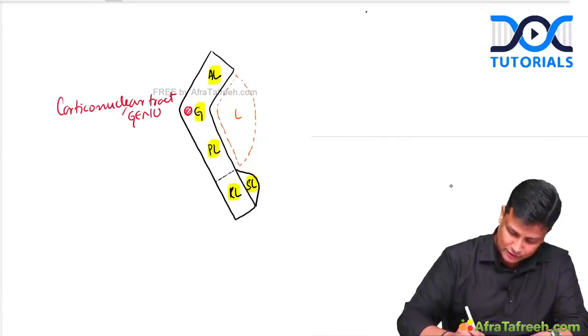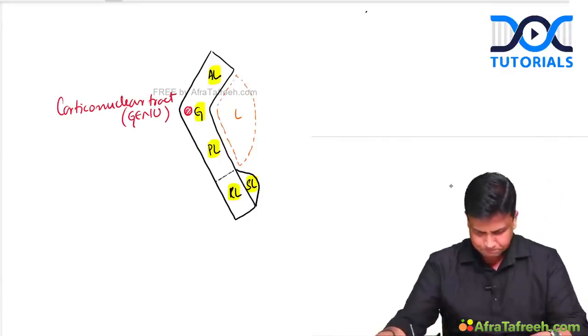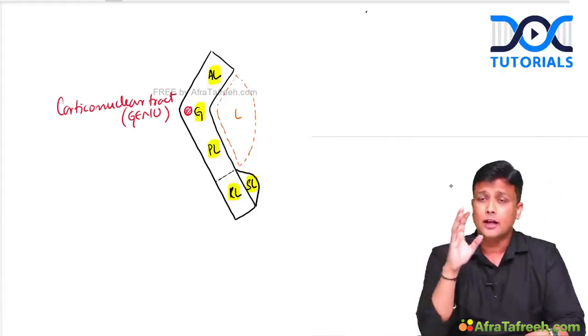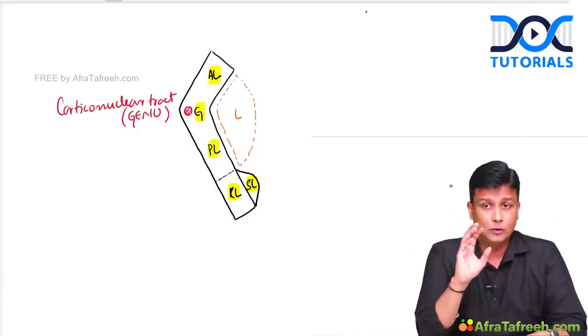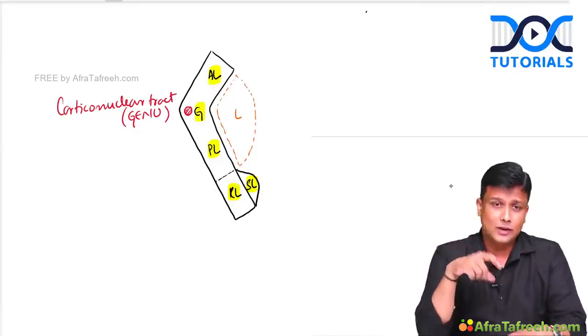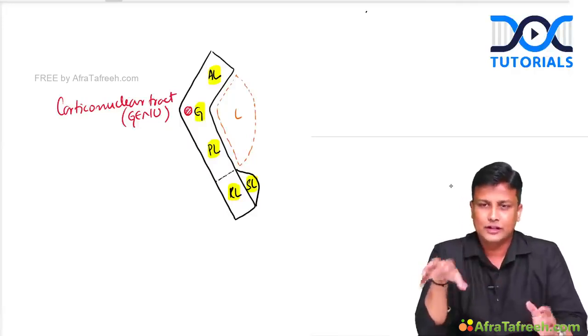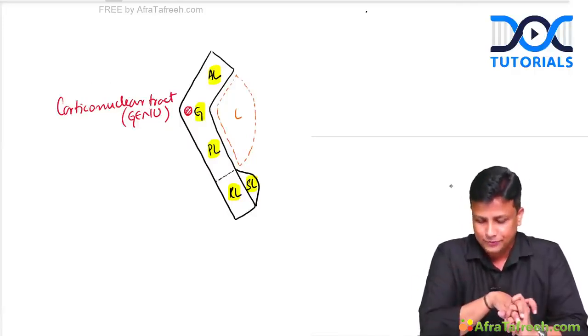Cortico-nuclear tract is going to pass through the genu part. It was a direct MCQ given in the NEET PG exam previously. That is the reason why I am even taking up this topic here, so that we are going to cover multiple things here.